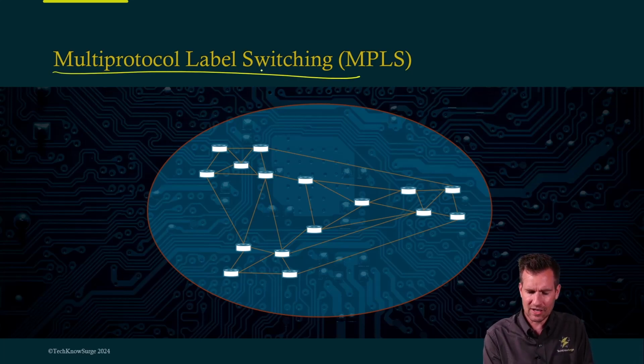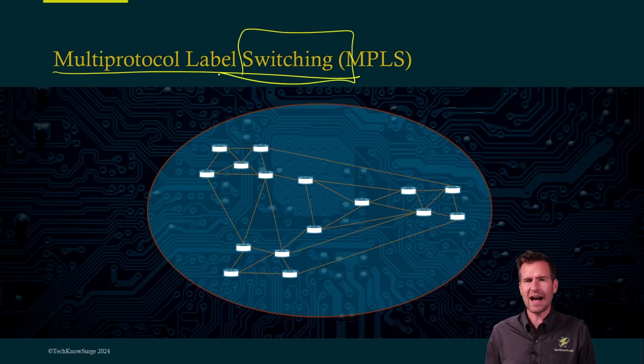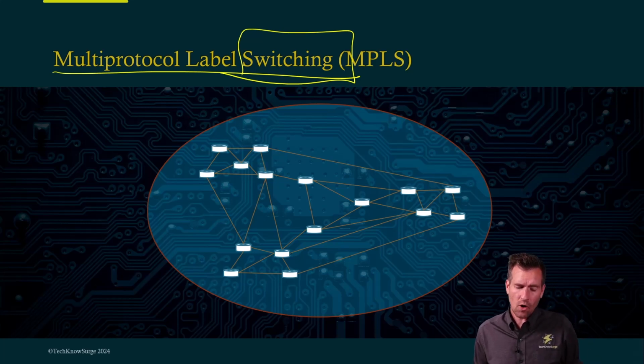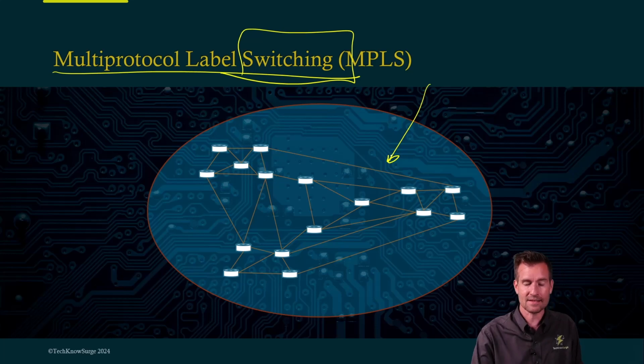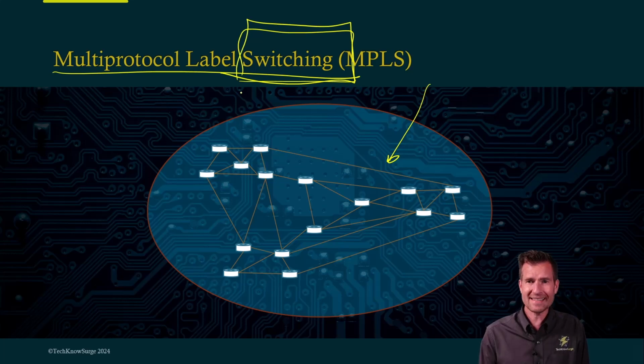Multi-protocol label switching is a type of switching, so it operates quite a bit differently. One thing to note about this is it's not really layer 2 because it can go across lots of different types of links, but it's also not layer 3 in that it's not doing routing, it's doing switching. So what does that look like?